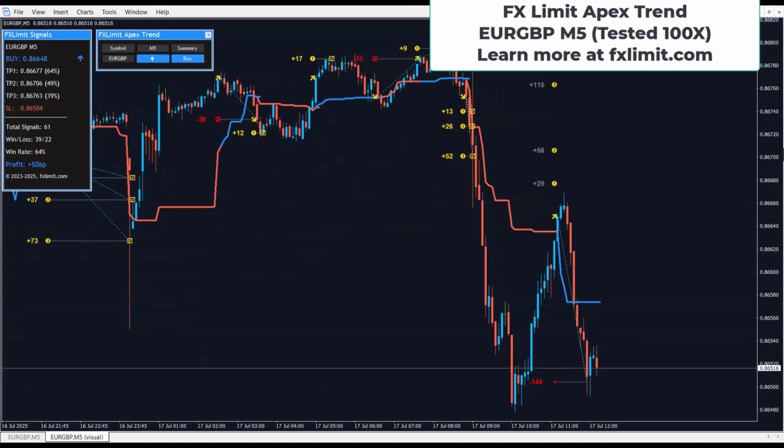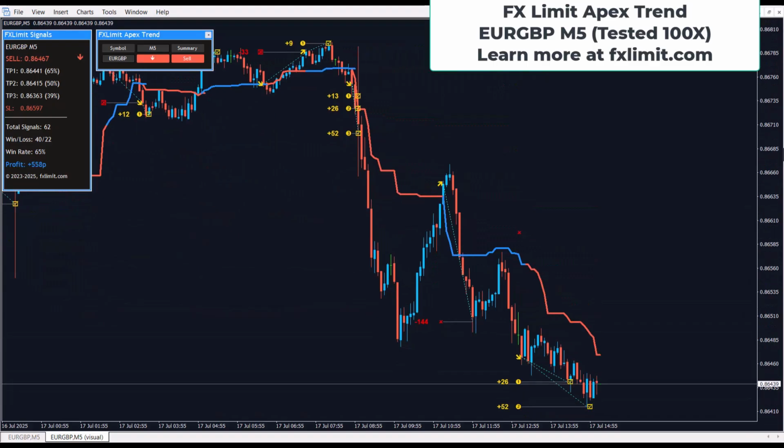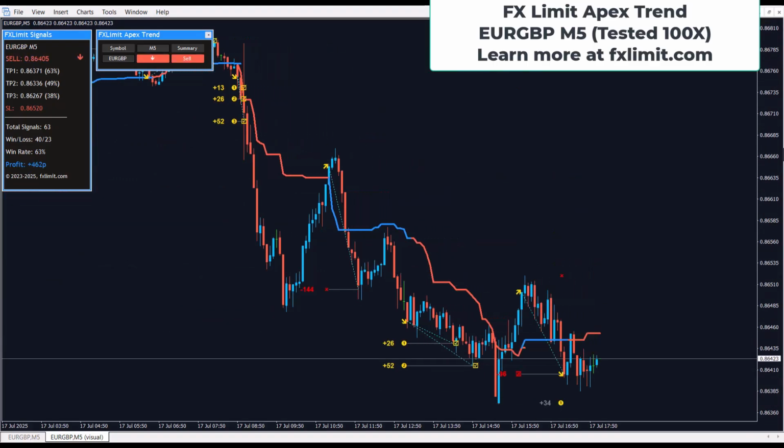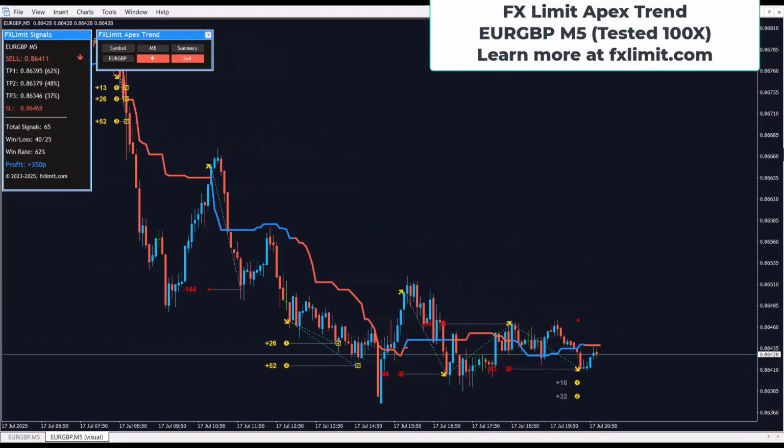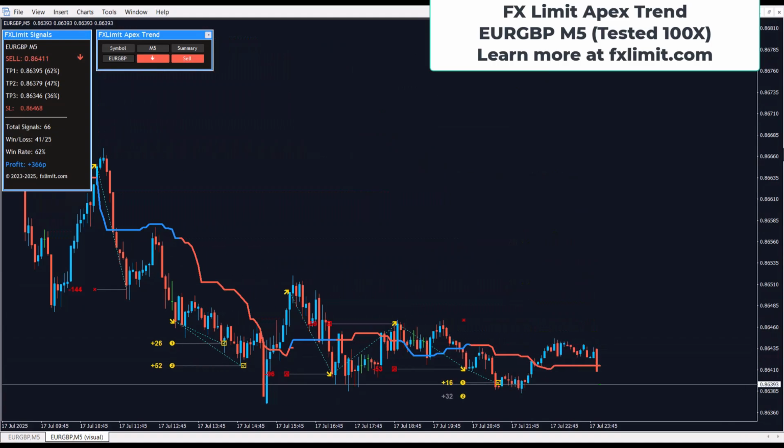So we'll run this strategy 100 times and see how it performs on EURGBP M5. Stick around until the end to see the full backtest results.